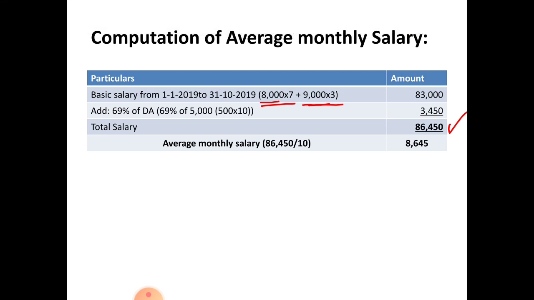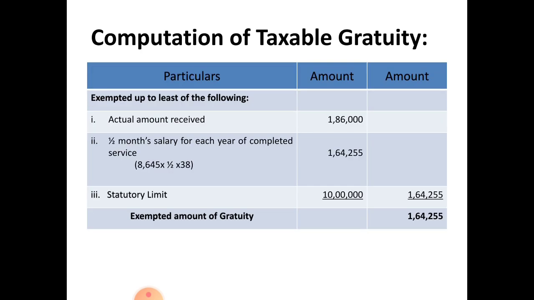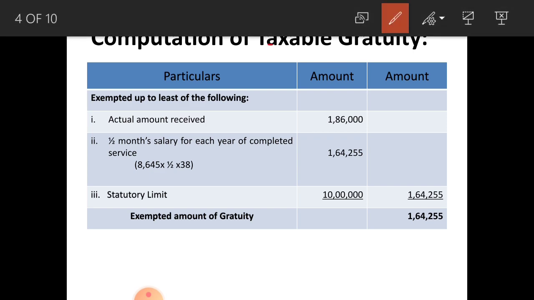8,645. Now you can calculate the exempted amount of gratuity from tax, that is computation of exempted gratuity, not taxable gratuity, exempted gratuity amount. Exempted up to least of the following. 3 items you have to consider, that is actual amount received, half month's salary for each year of completed service, and statutory limit.